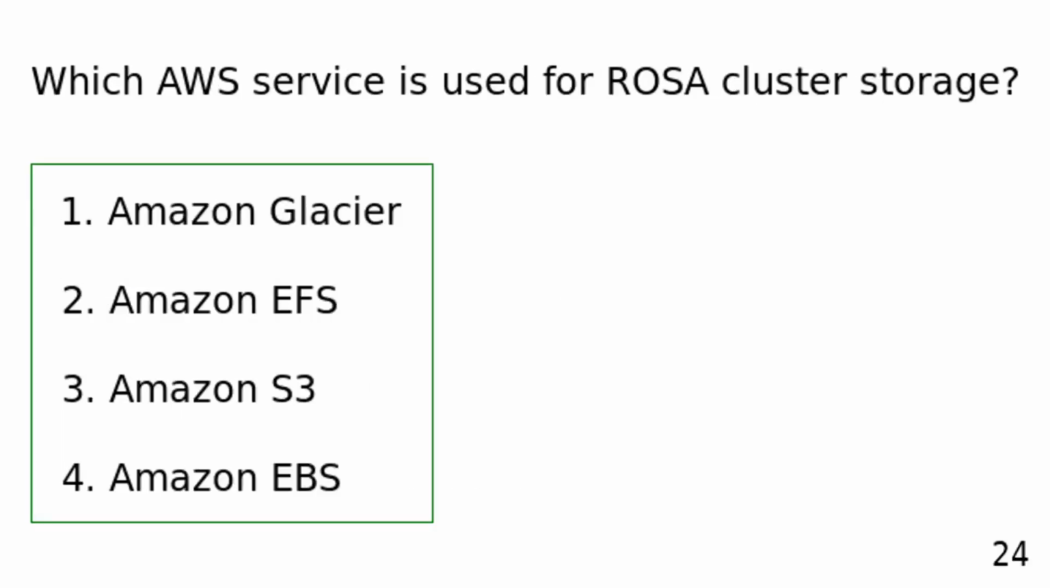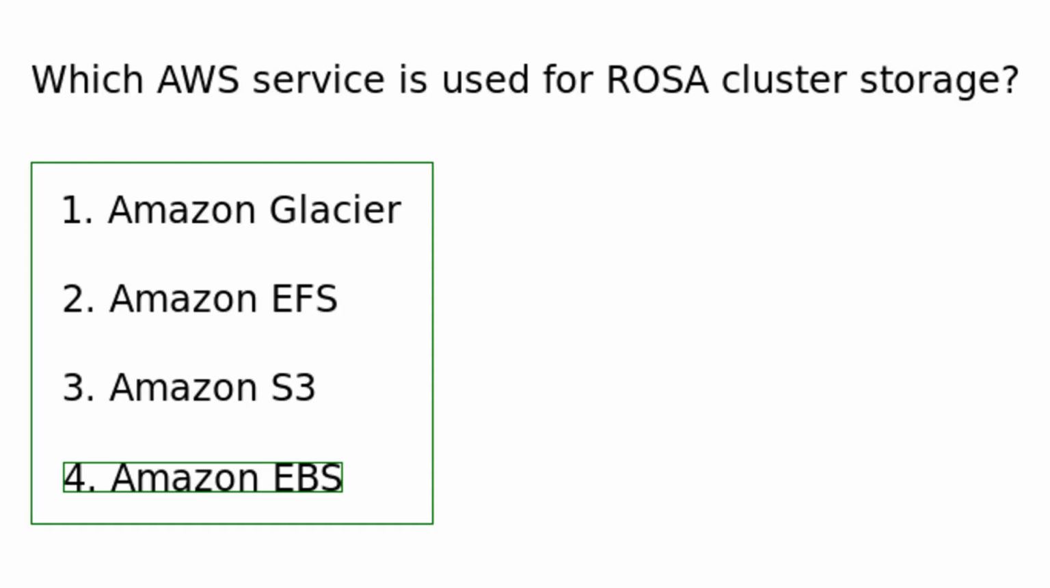Which AWS service is used for ROSA cluster storage? Amazon Glacier. Amazon EFS. Amazon S3. Amazon EBS. ROSA uses Amazon Elastic Block Store for cluster storage, providing high-performance, durable block-level storage.